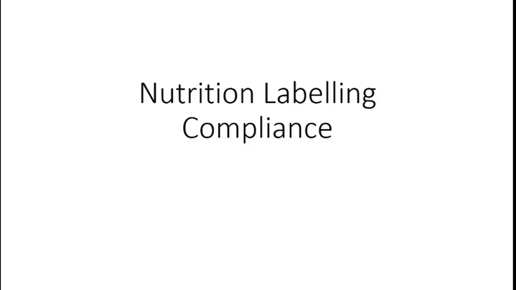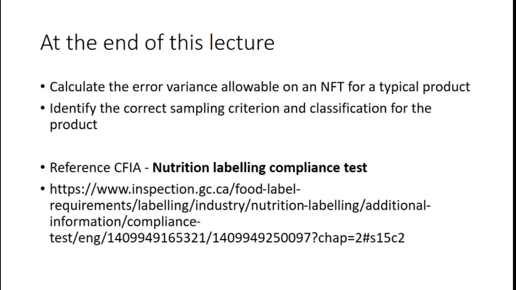Part 3 of the lecture series on nutrition labeling compliance. And so what we've done is walk through some of the different requirements that the Canadian Food Inspection Agency has set up for Canadian food manufacturers to identify what their error tolerances are for nutrition facts tables. And so at the end of this lecture, we're going to be able to calculate the error variance allowable on a nutrition facts table for a typical food product and identify the correct sampling criterion and classification for that product.